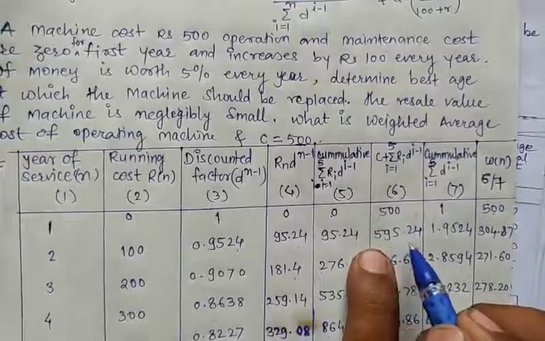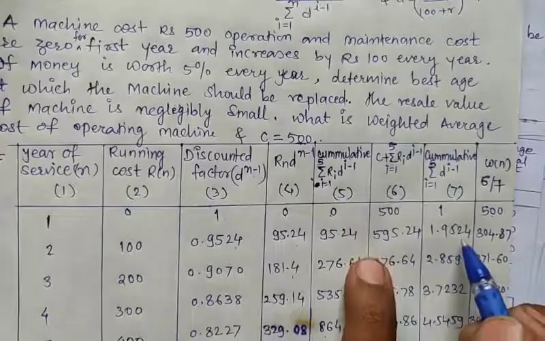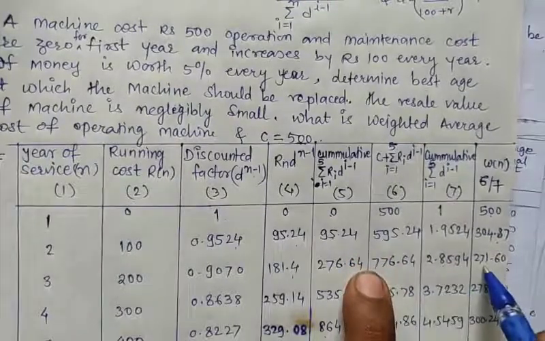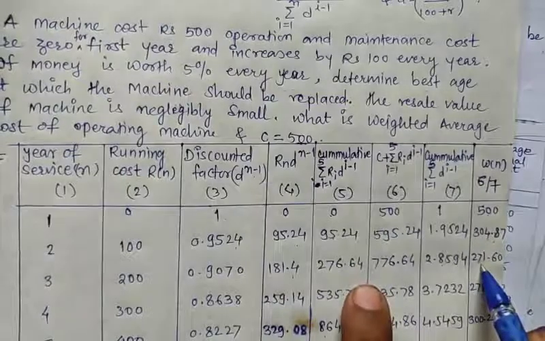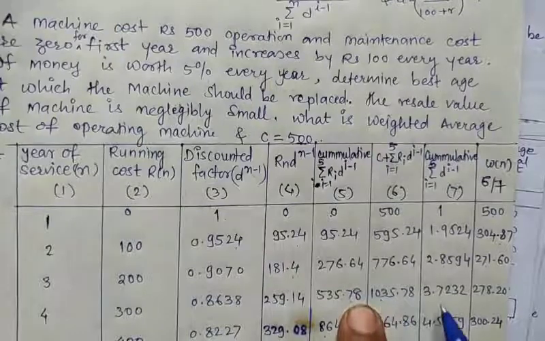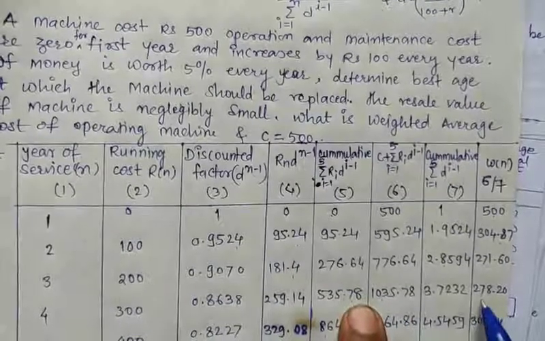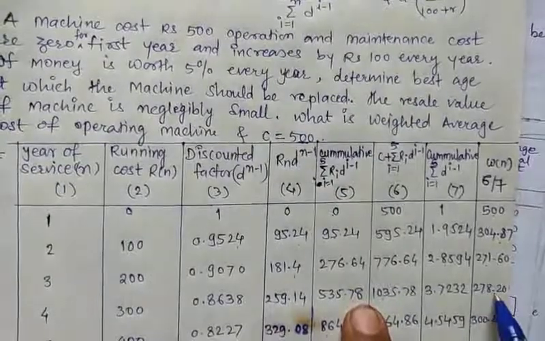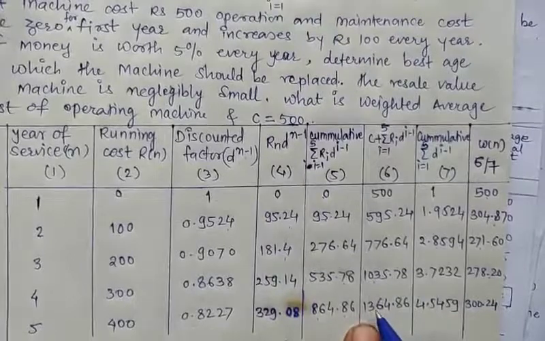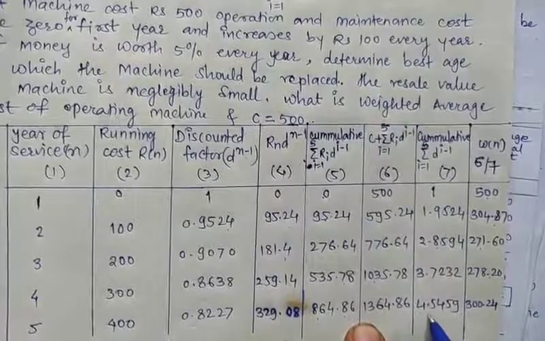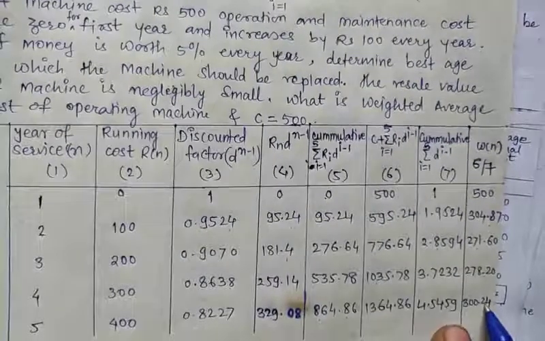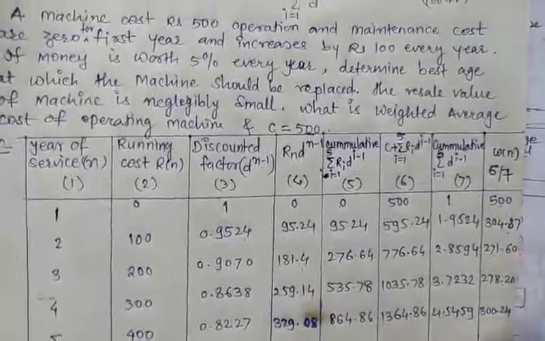Next 595.24 upon 1.9524, which is 304.87. Divide this value by this, we get 271.1. Divide 1035.78 by 3.72, we get 278.20. And last divide 1364.86 by 4.5459, we get 300.24.